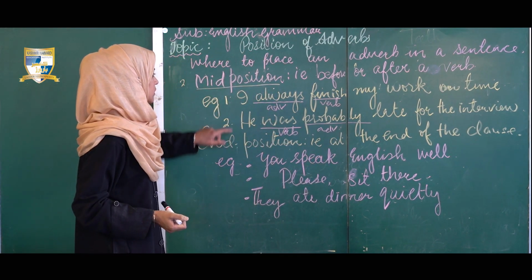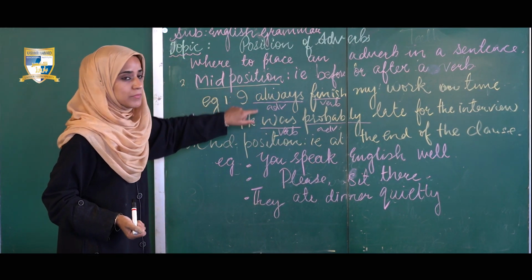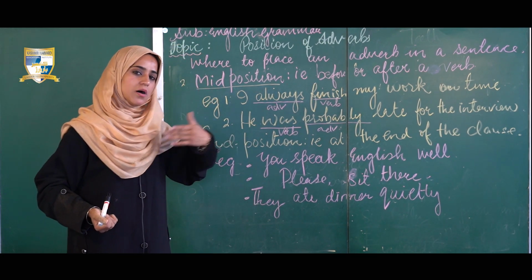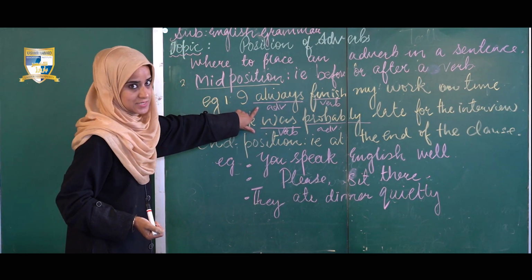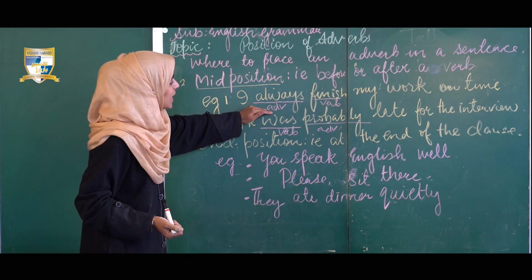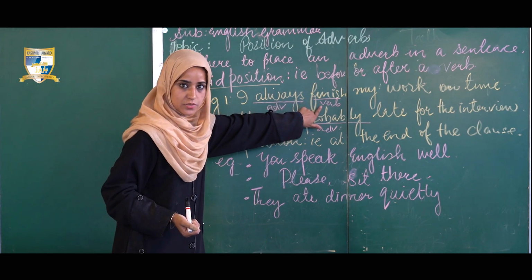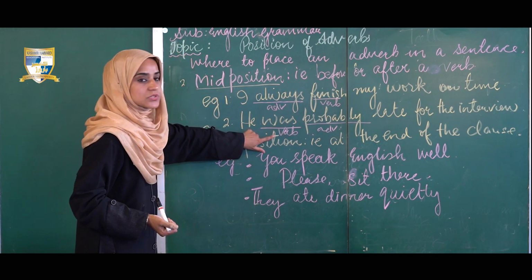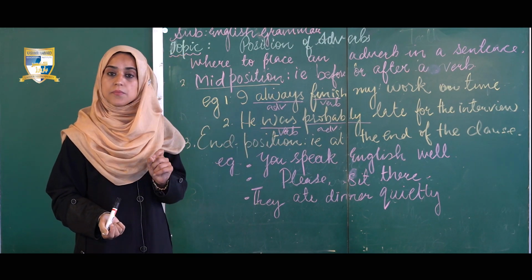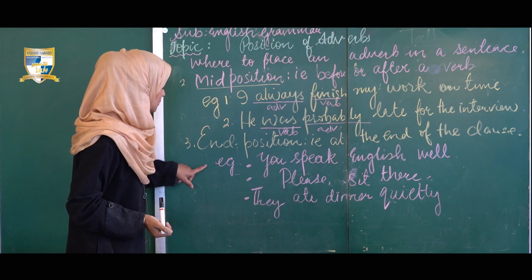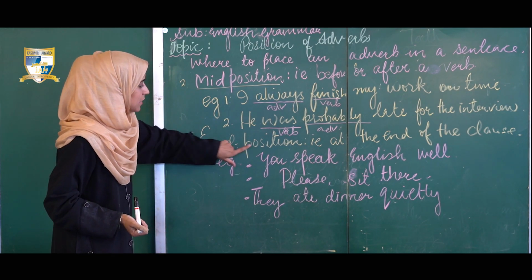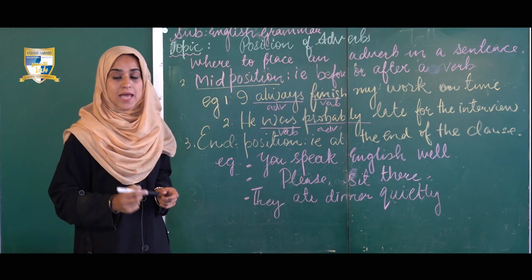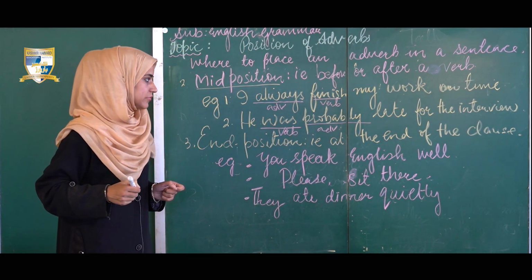As per the position, we discussed that mid position means where an adverb is put before the verb or after the verb. So here the sentences show how this adverb always comes before the verb finish, and the adverb probably comes after the verb was. This is called mid position. Our third position of adverbs is end position, that is at the end of the clause. An adverb is put at the end of a clause.